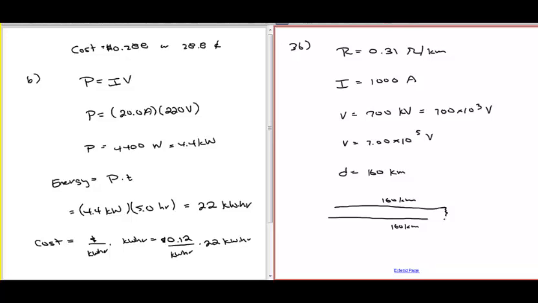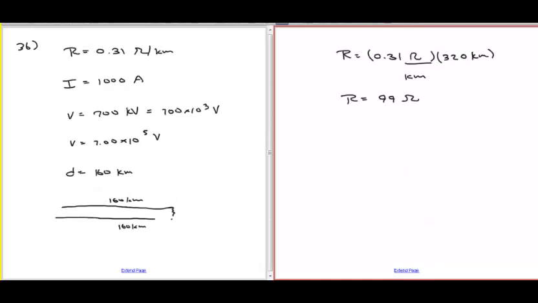I was just looking at the solution to see whether they use 160 or 320. It turns out they use 160. Not sure exactly if I agree with that, but let's just assume it's right. So we have 0.31 ohms per kilometer times 160 kilometers. So that's 49.6 ohms.